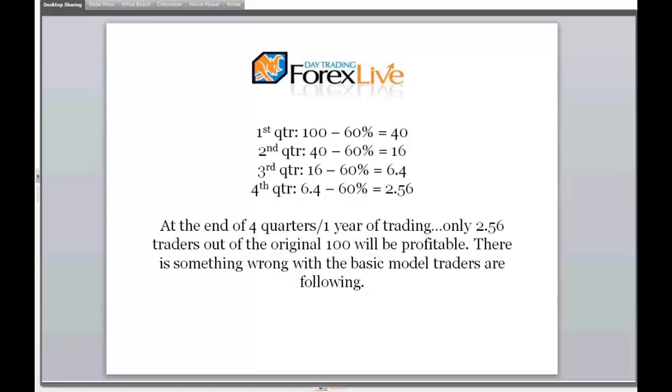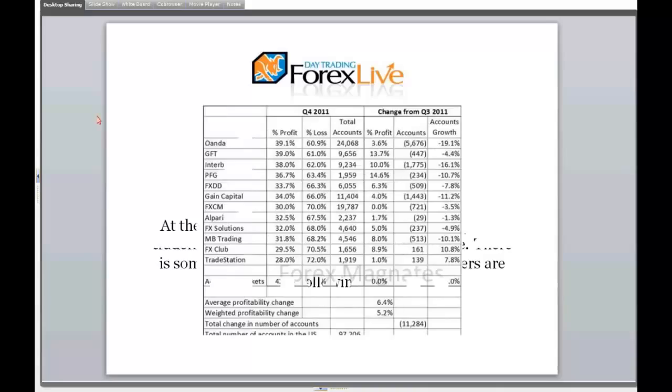Now, as a best case scenario, Oanda has some of the best numbers when it comes to keeping profitable traders. Their numbers are 39.1% profitable and 60.9% losing. Now, this is on a quarter by quarter breakdown. So what you're seeing right now is that we're taking 100 traders from the get-go, and we're breaking down what happens to these 100 traders over the course of 4 quarters.